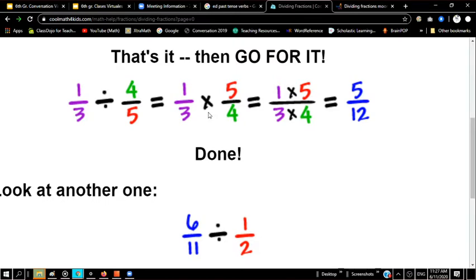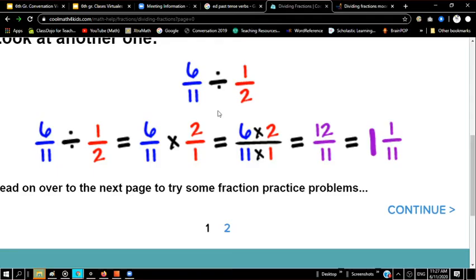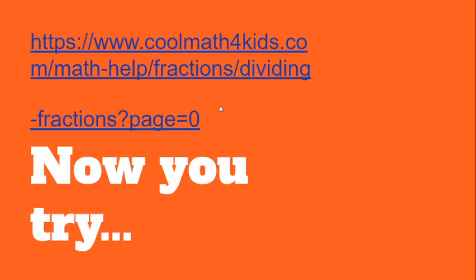What about the next problem? 6/11 divided by 1/2. Go ahead and pause the video and check this to see if you can figure it out. All right, hopefully you multiplied by the reciprocal, so 6 times 2 is 12, and 1 times 11 is 11. 12/11 is an improper fraction, which means that we can change it to a mixed fraction. 11/11 is 1 whole, and then 1/11 is our portion that's left over, so our final answer would be 1 and 1/11.